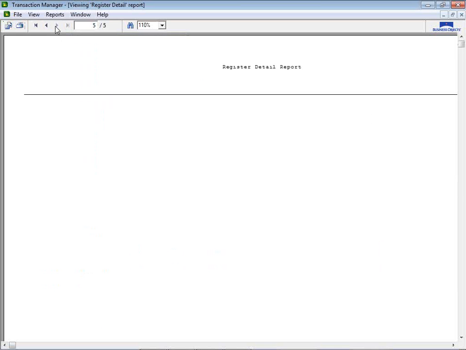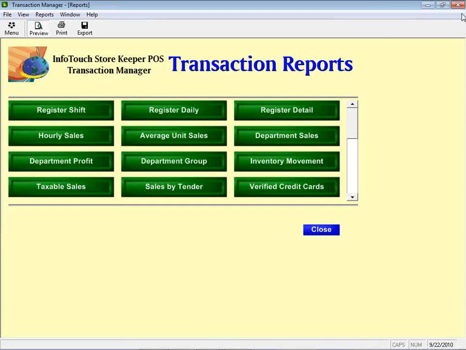And that's it. So that's the register detail report. Strongly encouraged to be run daily. As we're going to see in a second, any of the reports you see here can be set up to automatically run at the daily closeout. And it is a very good idea for many of these to be in that category. In fact, we provide you with a default list of them that include, among other things, the register daily and the register detail.